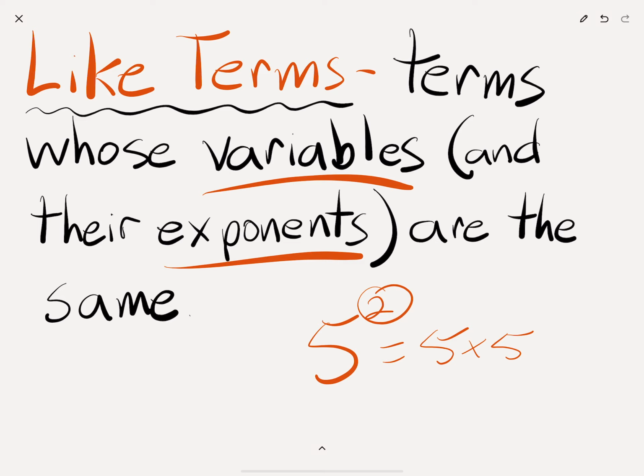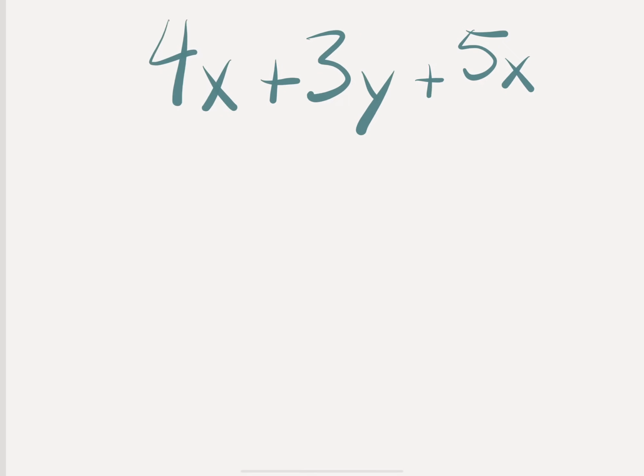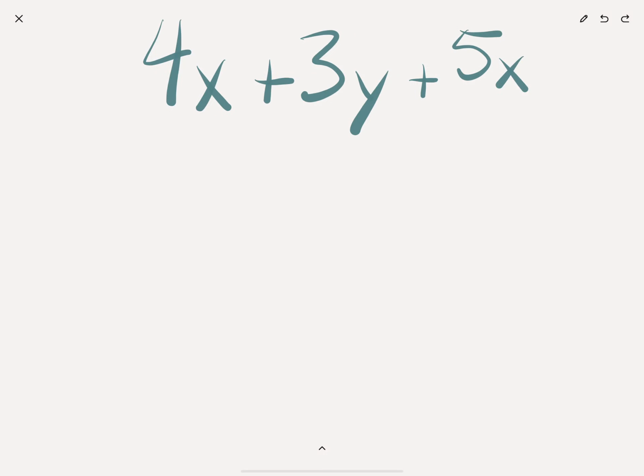Okay? So, in order to be like terms, 2 things have to be true. They have to have the same variable, or no variable at all would be acceptable, and they must have the same exponent or no exponent at all. Alright, our first expression here, I've got 4x plus 3y plus 5x. Alright, so the first thing we need to do is look at the variables here. I've got a variable of x, I've got a variable of y, and I've got another variable of x.